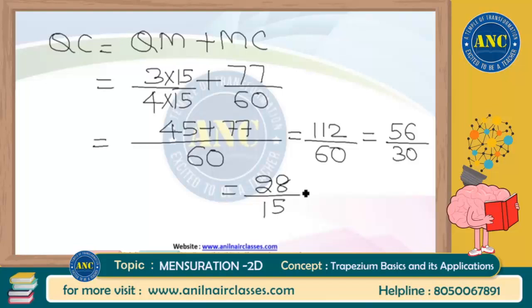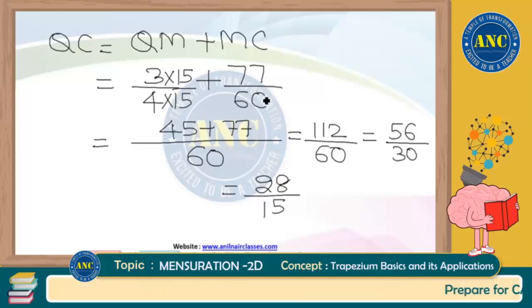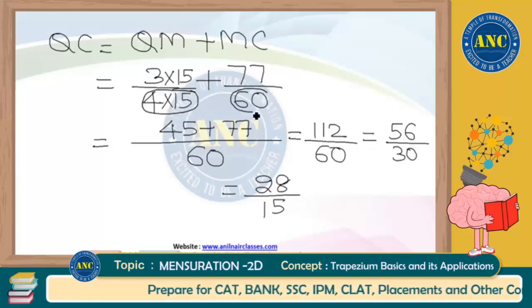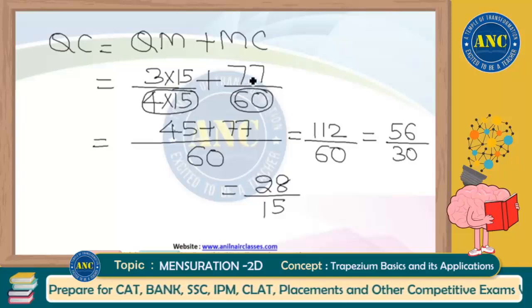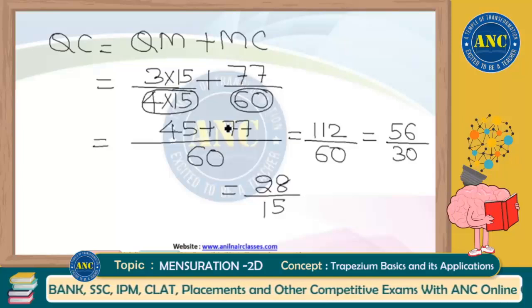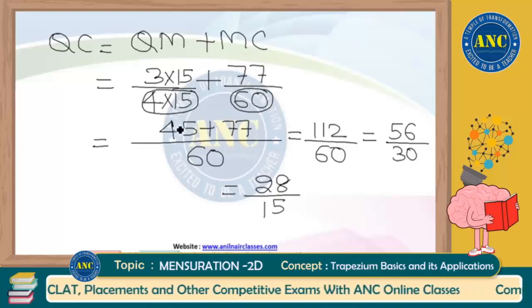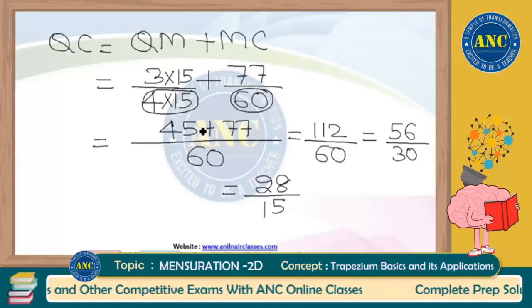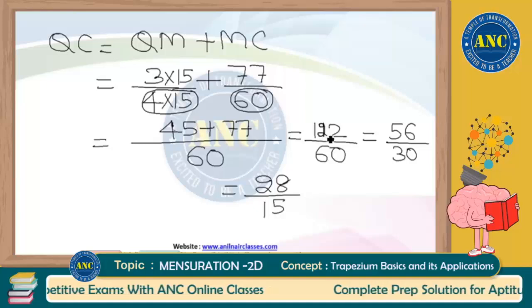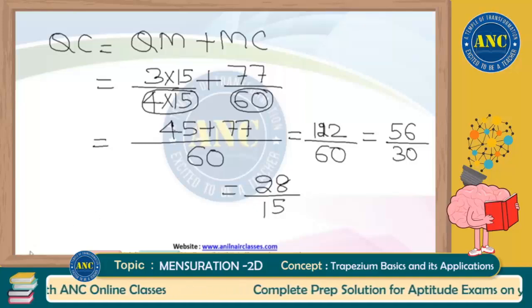28 divided by 15. Is it correct, sir? Did I make a calculation mistake anywhere? 0.75 is 3 by 4, but I want it to be over 60. 4 into 15, 3 into 15. So total denominator in both cases is 60. 45 plus 77. 70 plus 40 is 110. 7 plus 5 is 12. It is 122. This is where I made a mistake.